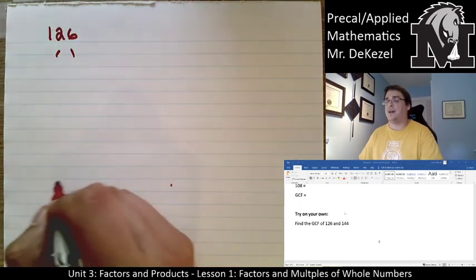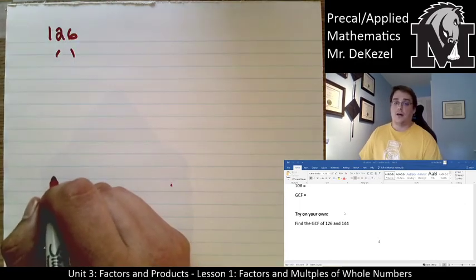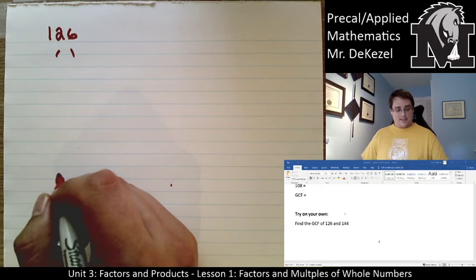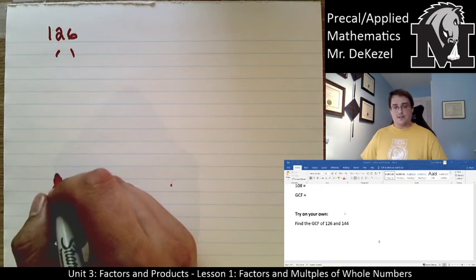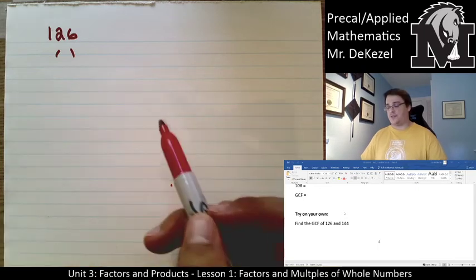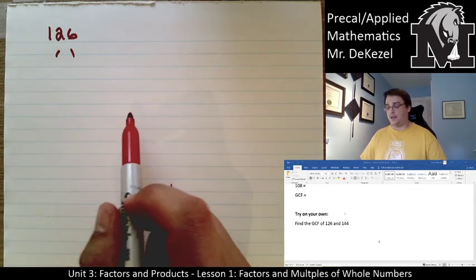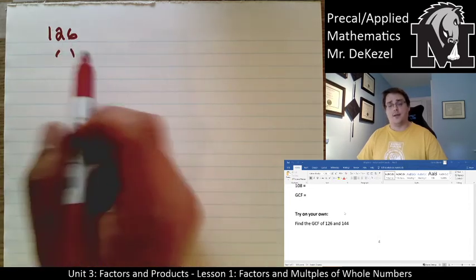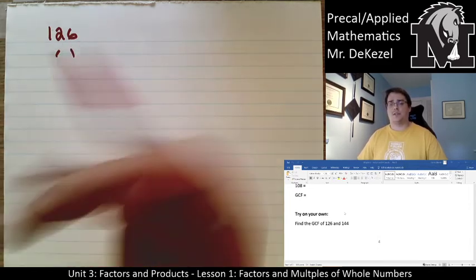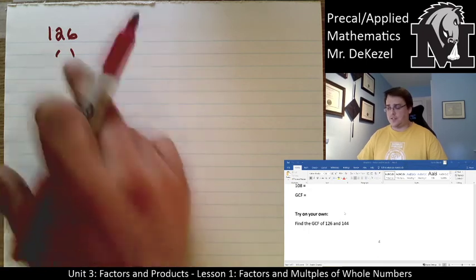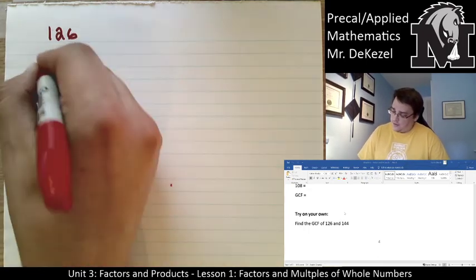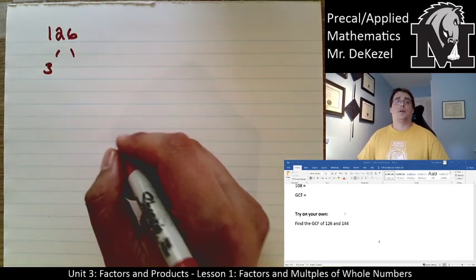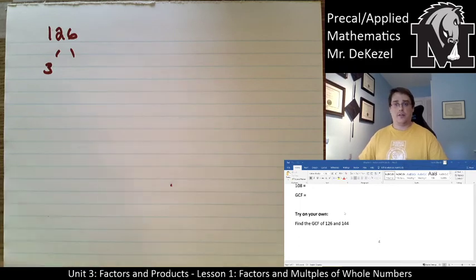126, okay, this is a little bit of a tricky one. Let's see. I see that if I add up the digits, it's divisible by 3. So 1 plus 2 plus 6 equals 9. So adding them all up equals 9, and that's divisible by 3. So this number is divisible by 3. Let's write a 3 here. What number goes into there, other than 3?